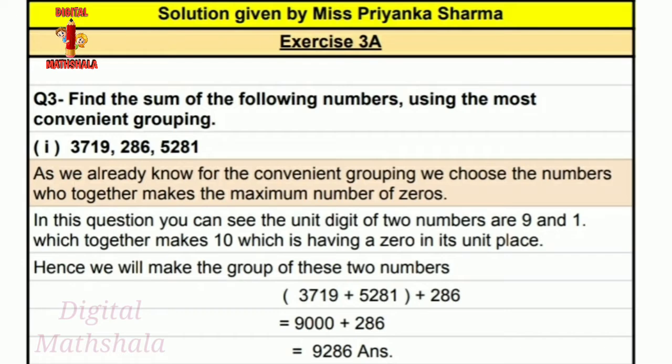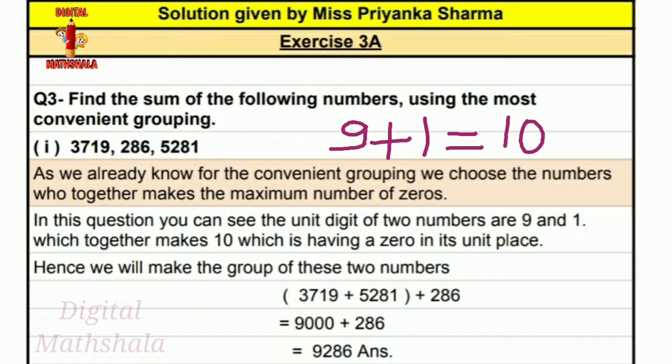In this question, we see the unit digits of 2 numbers are 9 and 1. Here you can see in 3719, the unit digit is 9, and in 5281, the unit digit is 1. And we know when we add 9 and 1, it gives 10, and the unit digit of 10 is 0. It means we will get 0 if we choose these 2 numbers.